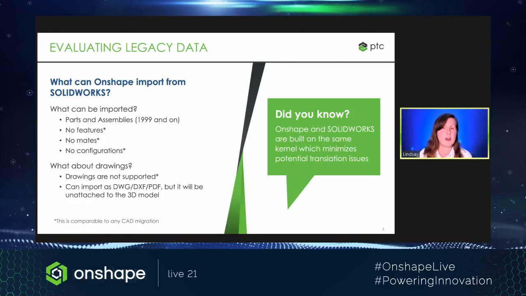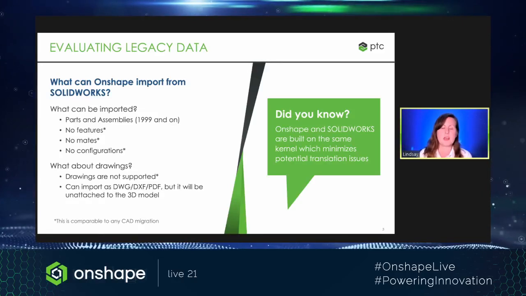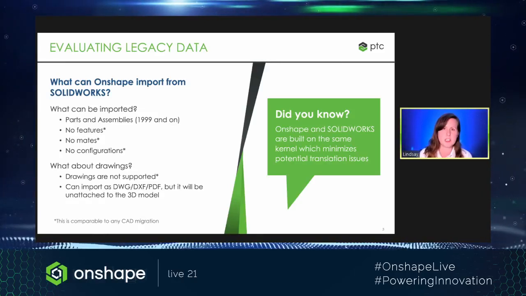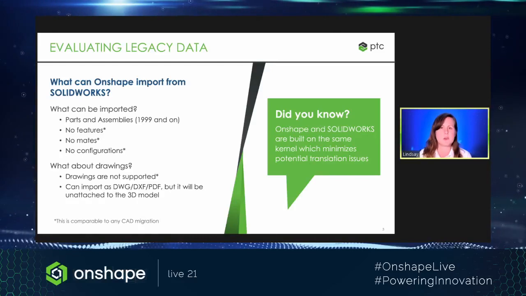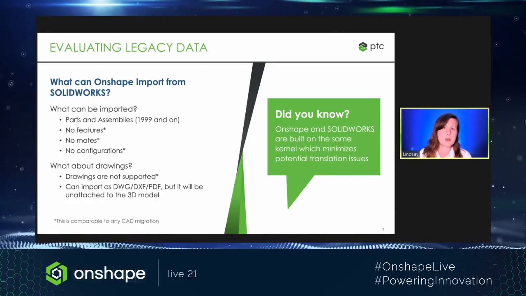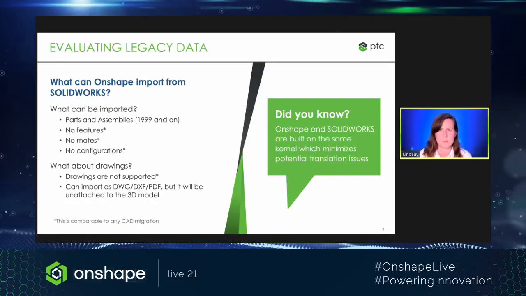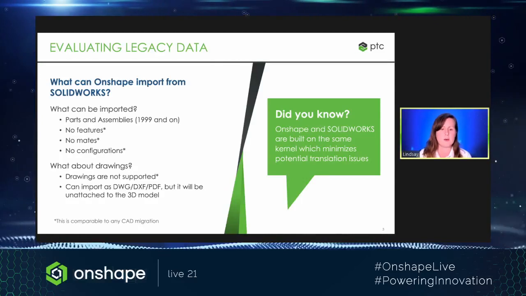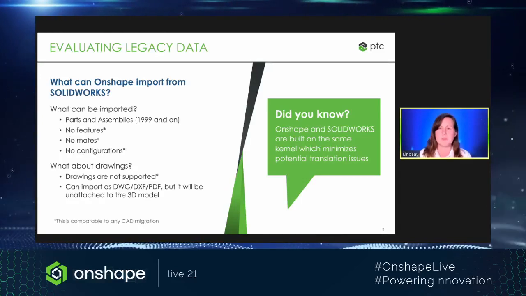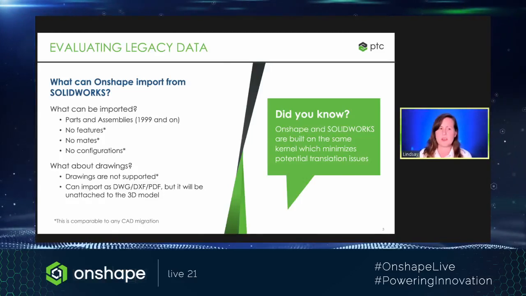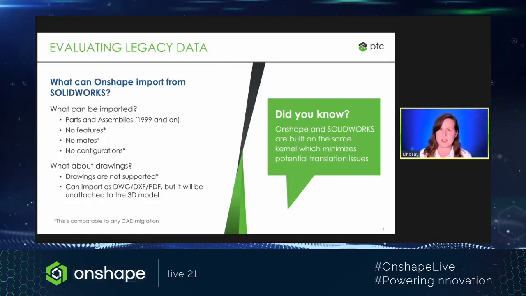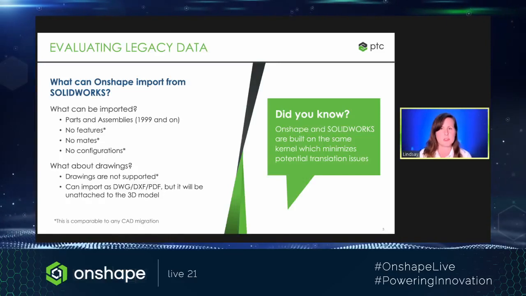Drawings cannot come in their native format, but you can bring them in as a DWG, DXF, or PDF. So it would be more of a reference. If you plan on making changes to drawings in the future, you should use that reference to create an Onshape drawing so that you have something editable. But they would just be reference drawings if you brought them in. So the big thing here is that you don't get that feature list and you'll get an imported solid.